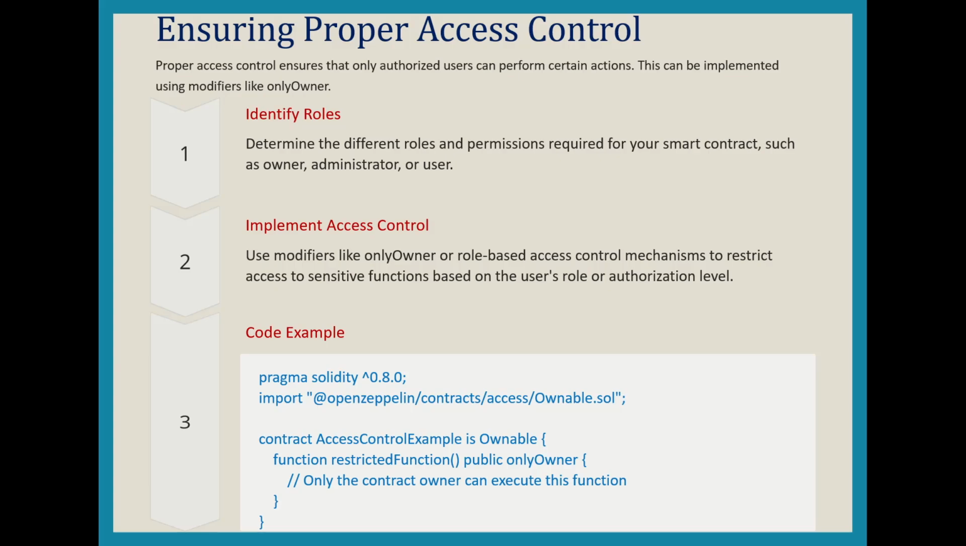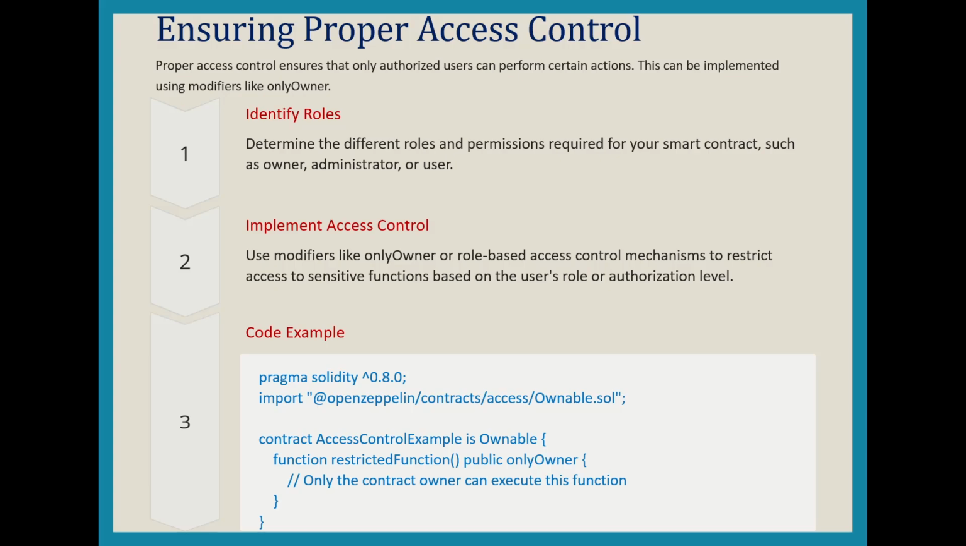So again, first, using the import statement, we import the Ownable contract from the OpenZeppelin library. This contract provides basic access control mechanisms, allowing certain functions to be restricted to the owner of the contract. So again, we are importing a contract called Ownable from the OpenZeppelin library. This gives us a basic access control mechanism. And then it's just the contract declaration, where the contract is called AccessControlExample.